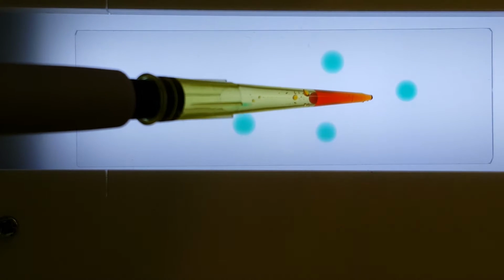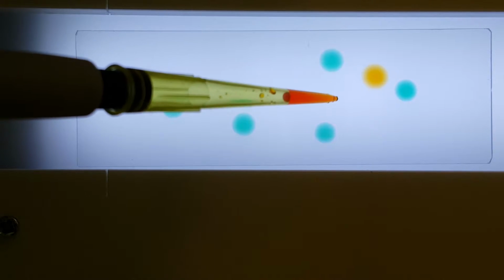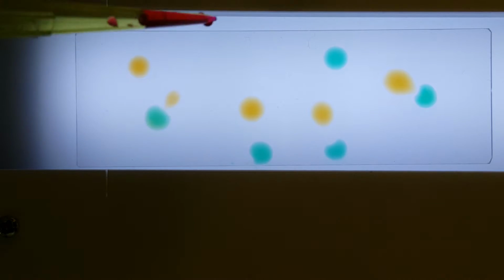Drops for each person? No, it's five. Four persons, five drops. Okay. As you can see, they move quite fast.